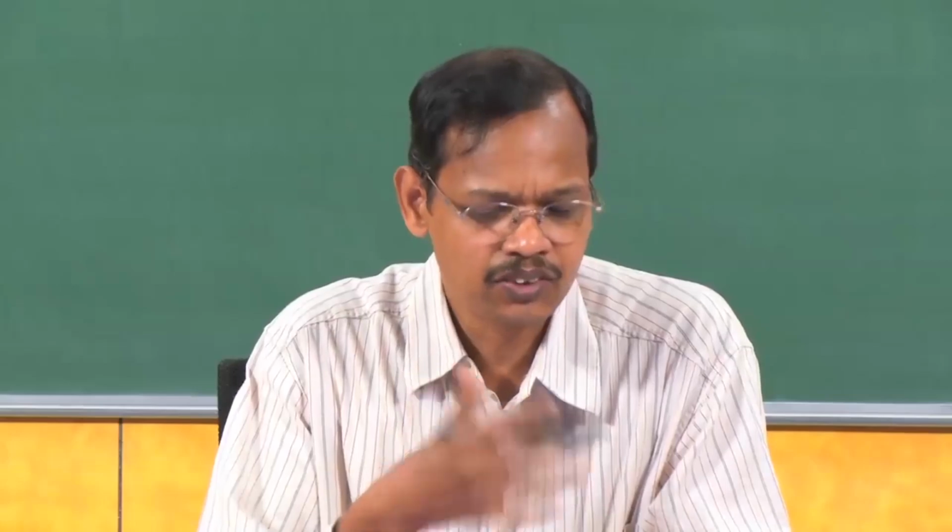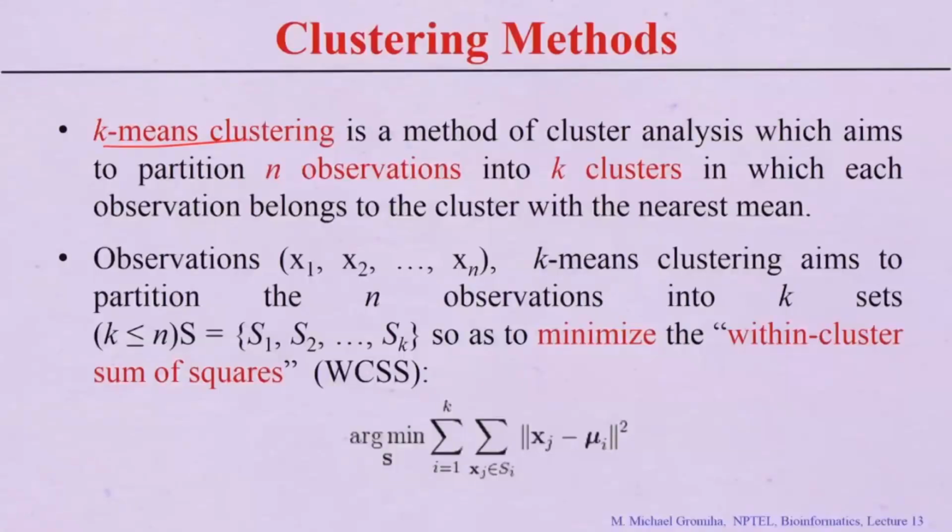It uses clustering techniques. One of the popular techniques is called k-means clustering. How does k-means clustering work? It is a method of cluster analysis which aims to partition n observations, for example, n sequences, into a limited number of clusters, for example k clusters, say 5 clusters or 10 clusters, in which each observation belongs to the cluster with the nearest mean.